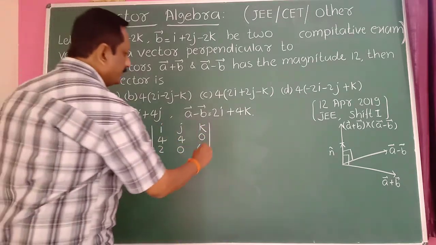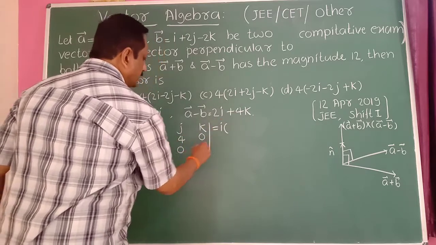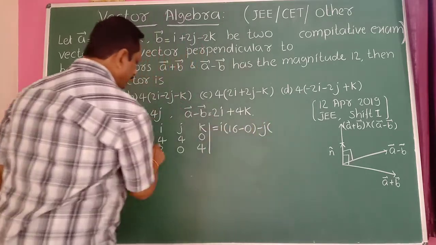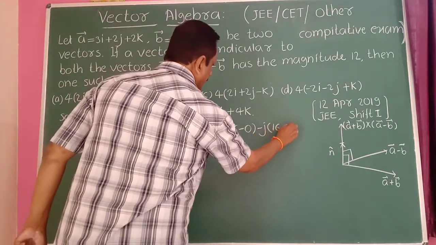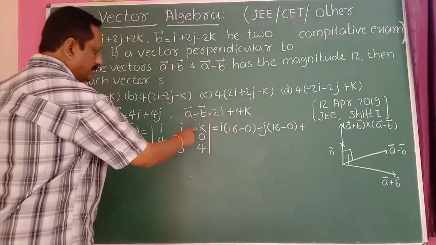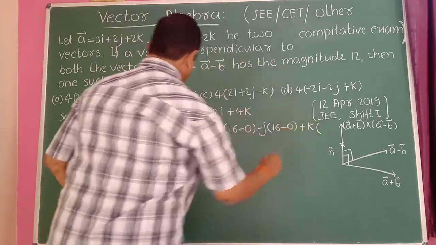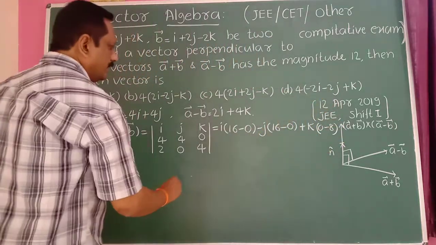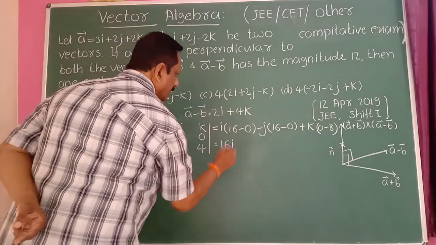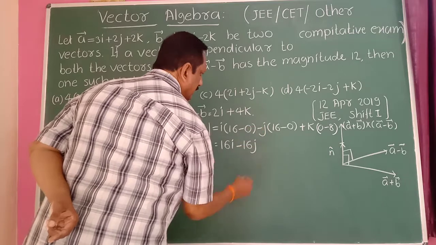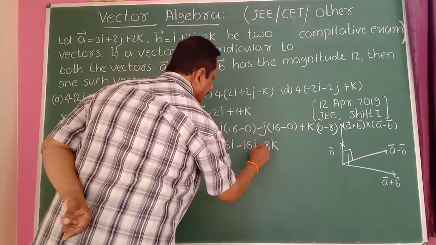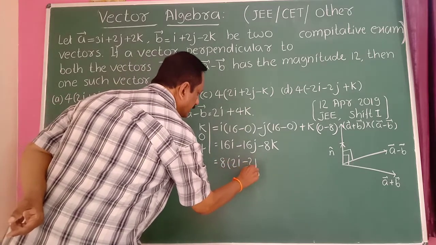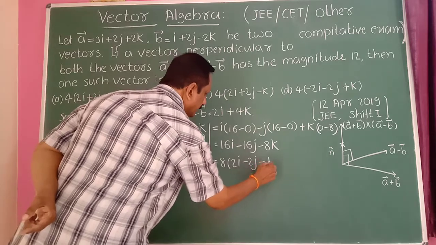Then expand it here. i into 4 fours are 16, minus 0. Minus j, 4 fours are 16, minus 0. Then right here this k: 0, 4 twos are 8, minus 8. Therefore this is 16i minus 16j minus 8k. Then 8 is the common factor here. Therefore 8 into 2i minus 2j minus k.